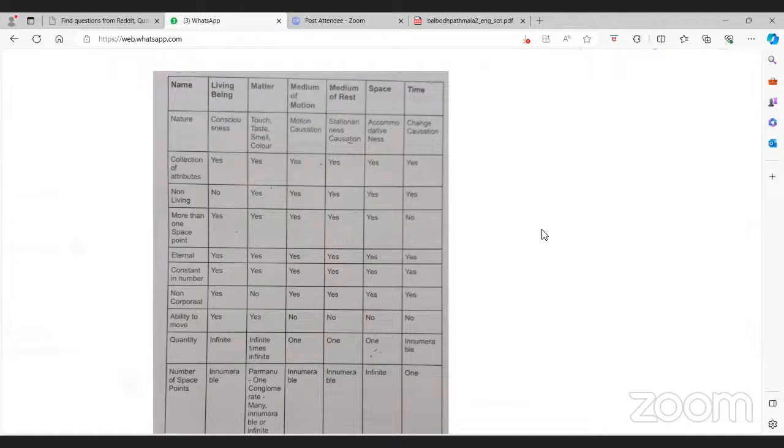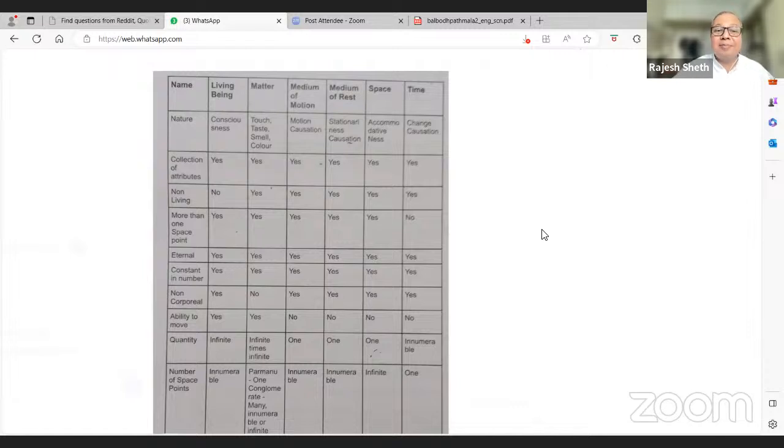Anant, infinite. So this Ananta is infinite times. Yeah, infinite. And then this medium of motion does not have quantity, so it is one. This medium of motion, you can now make out that it is one substance across the universe.